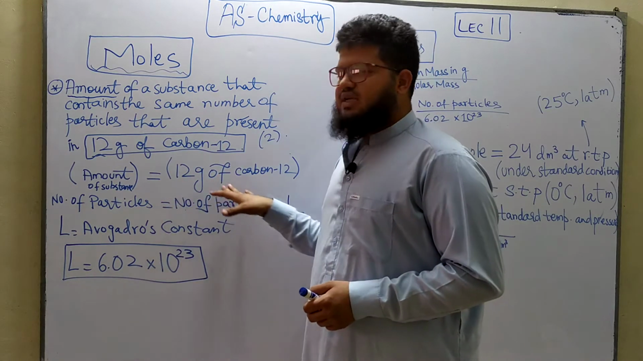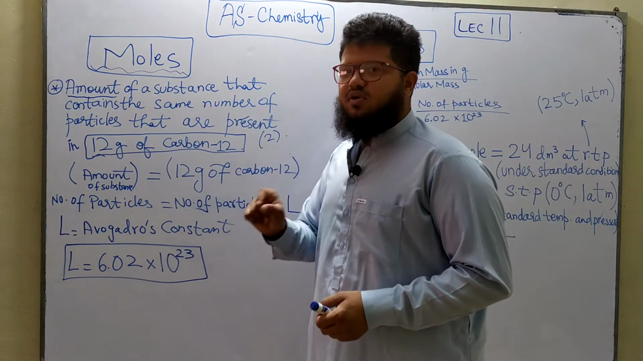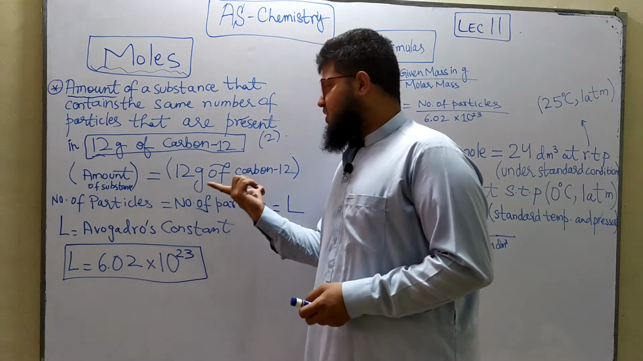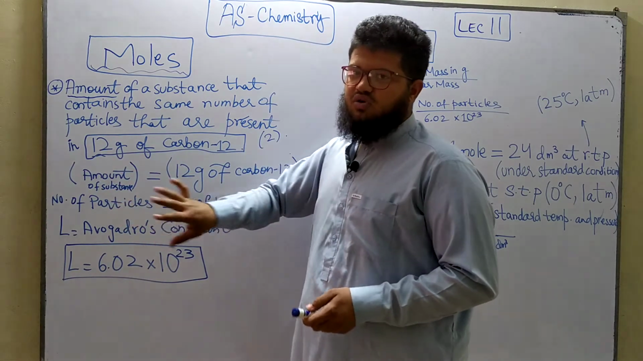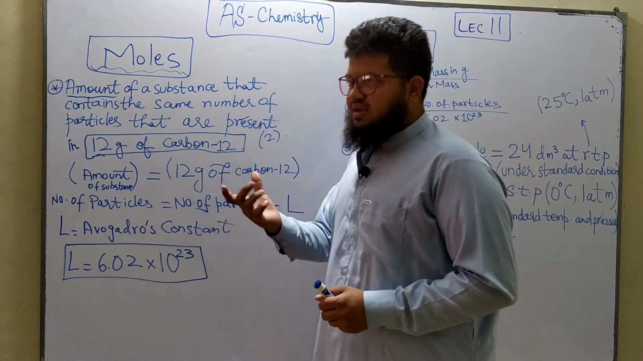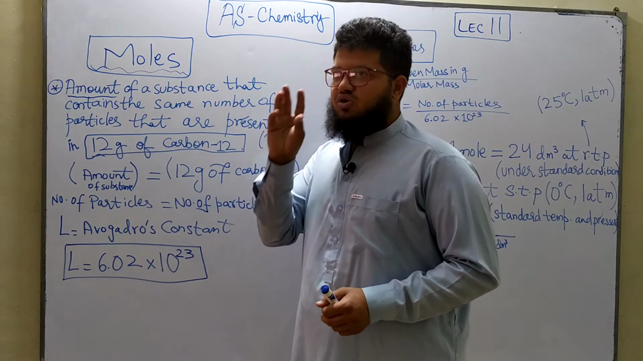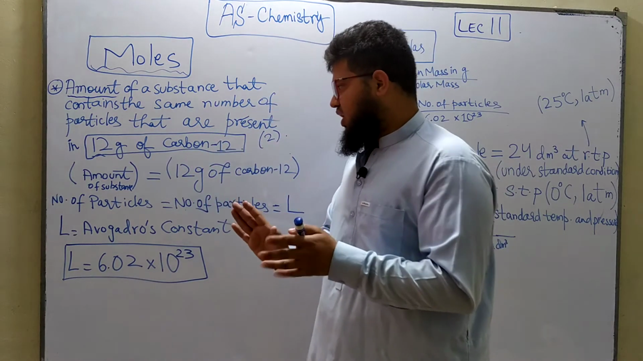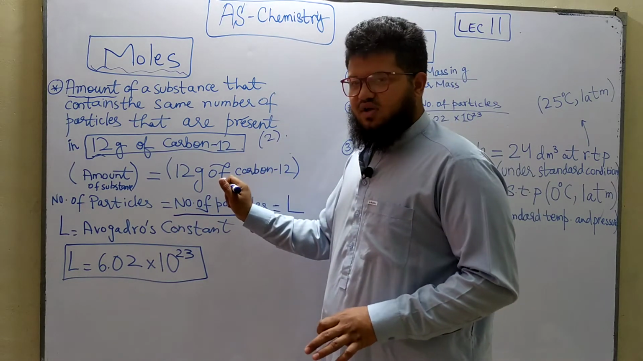So if I take a sample of carbon 12, 12 grams basically, and if I somehow count all the particles in there, the atoms being the particles of carbon 12, that number which I would get must be present in any other amount of a substance. For example, I have oxygen. The number of atoms in oxygen must be the same as those present in carbon. So that particular amount which contains the same number of particles as present in carbon 12 would be the mole of oxygen.